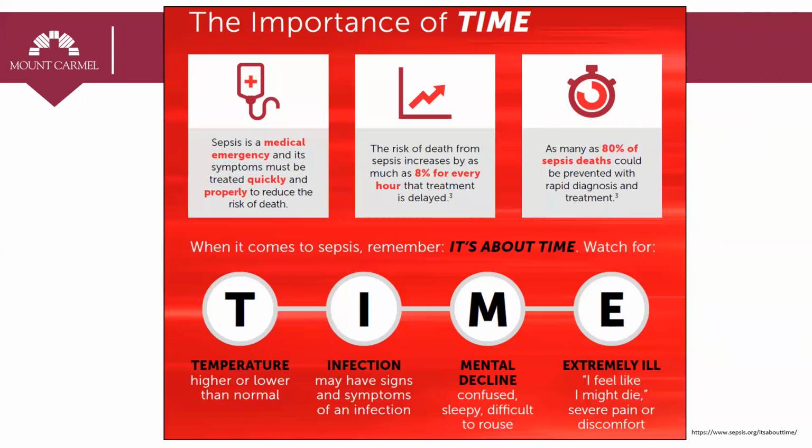So reviewing the acronym here, you can see that T is for temperature, I for infection, M for mental decline, and E for extremely ill. Easy and brilliant for clinicians and the community alike. And these infographics can easily be found on the website referenced on these slides.